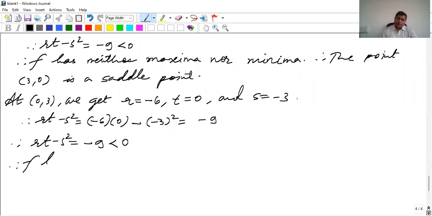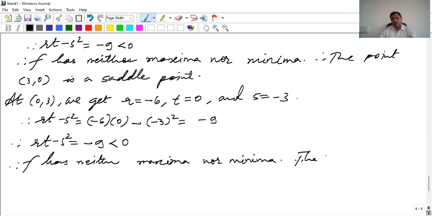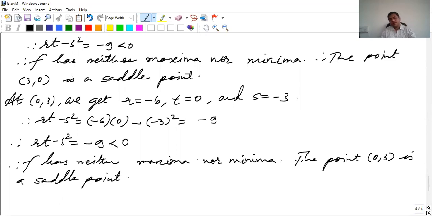So we got here, f has neither maxima nor minima. Okay, so it has neither maxima nor minima. And hence, we can say the point 0, 3 is a saddle point. So did you get this idea? Is there any doubt in this example?